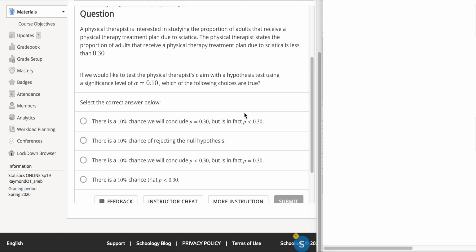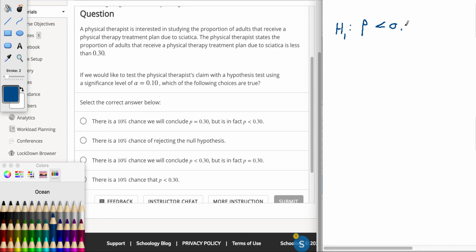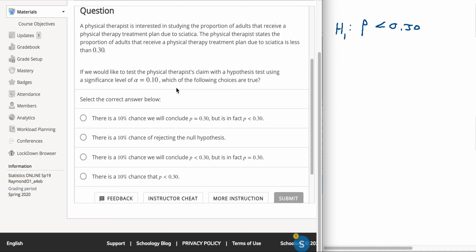Okay. A physical therapist is interested in studying the proportion of adults that receive a physical therapy treatment. The therapist states that the proportion of adults that receive physical therapy is less than 0.30. So that sounds like an alternative hypothesis. The therapist claims that the true proportion is less than 0.30. So if we'd like to test the physical therapist's claim with a hypothesis test using a significance of 0.10, which of the following choices are true?